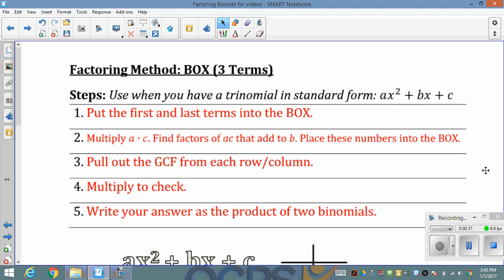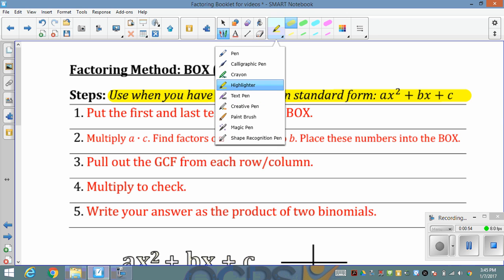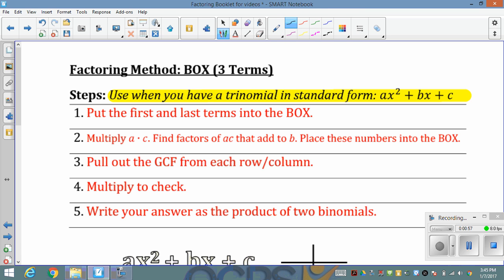And we're going to start by talking about when do we use this method. So we use the box method when you have a trinomial in standard form. So standard form means that your highest exponent comes first, and then it goes in decreasing order from there. And remember, trinomial just means that we have 3 terms.